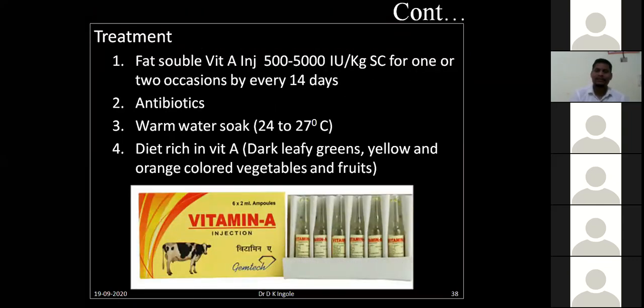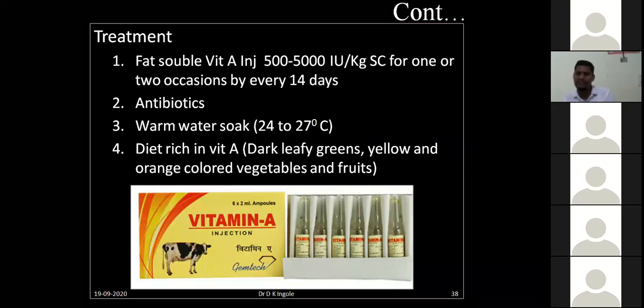So treatment, there are two kinds of vitamin A preparations. The water soluble form cannot be stored for long duration in the liver, but the fat soluble vitamin A is preferred and should be used in the treatment. The dose is 500 to 5,000 international units per kg body weight subcutaneously for 1 or 2 occasions. Every 14 days, we have to repeat for 1 or 2 times. The animal will take 3 to 4 weeks to recover.